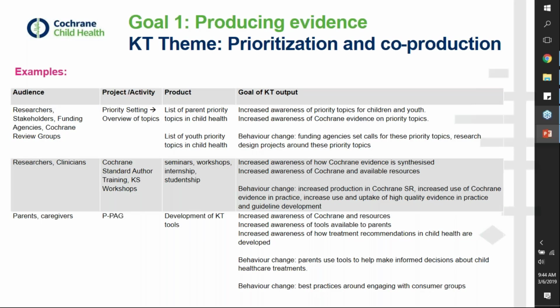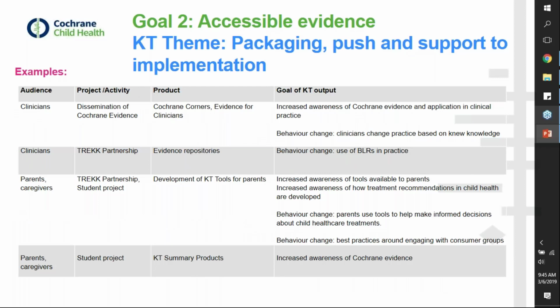And so here's just an example of some of our activities relating to our different audiences, what products we produced, and what the goal of that KT product was. So this table is specifically for looking at how we produce evidence to meet our knowledge users' needs. And the second table is all about making the evidence accessible to our knowledge users. So if anybody ever wants to go through those tables and ask me any questions, they're more than welcome to.